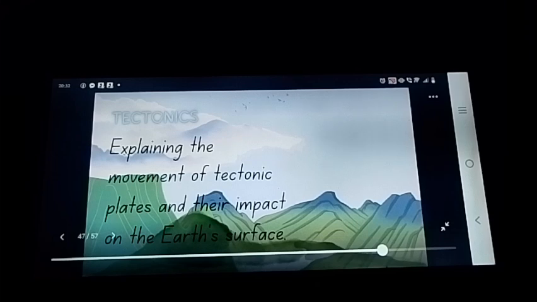3. Volcanoes. Volcanoes can form at convergent boundaries, where one plate is subducted beneath the other, or at divergent boundaries, where magma rises from the mantle. 4. Mountain building. Mountain ranges are formed at convergent boundaries, where plates collide and push against each other. And continental drift. Over millions of years, the movement of tectonic plates has caused continents to drift across the Earth's surface.